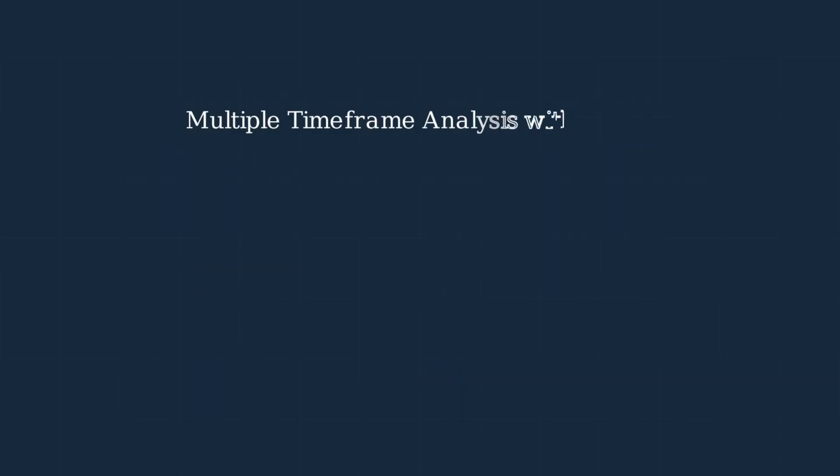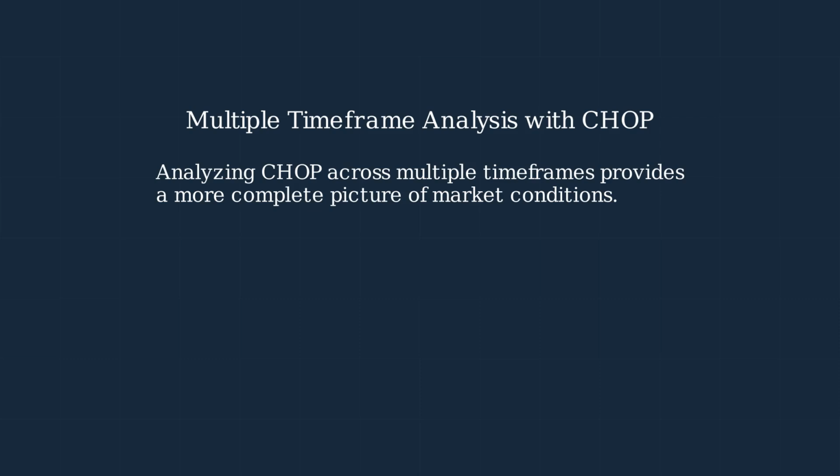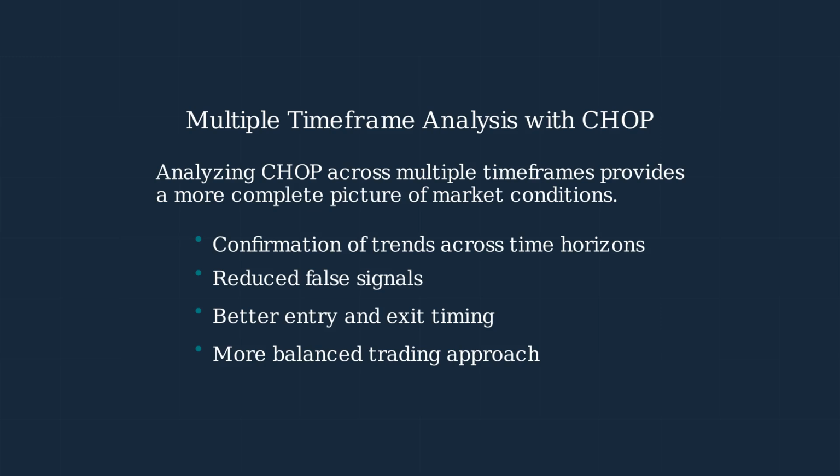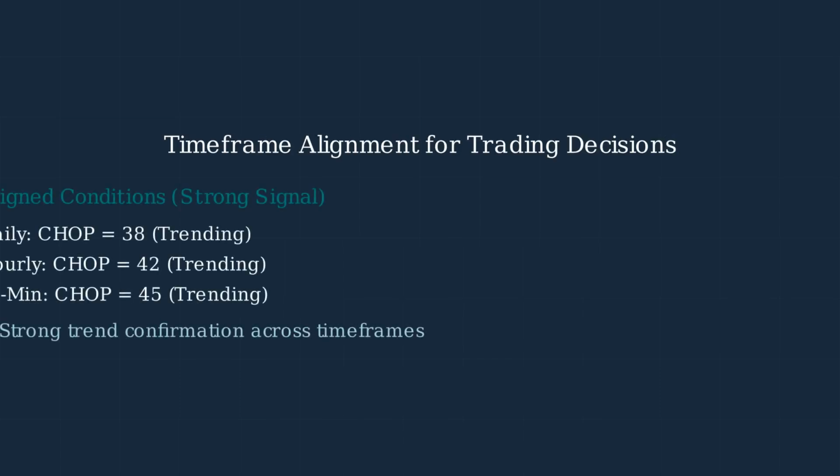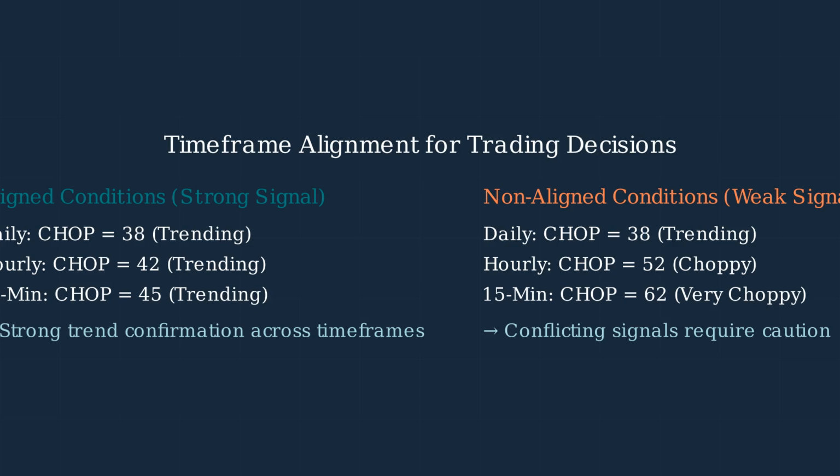Many traders use multiple time frame analysis with CHOP, looking for alignment between longer and shorter time frames. This approach offers several benefits. It confirms trends across time horizons, reduces false signals, improves entry and exit timing, and creates a more balanced trading approach. Alignment between timeframes provides strong confirmation of market conditions. When all timeframes show trending conditions with low CHOP values, the signal is much stronger. However, when different timeframes give conflicting signals, such as a trending daily chart but choppy shorter timeframes, traders should exercise caution.